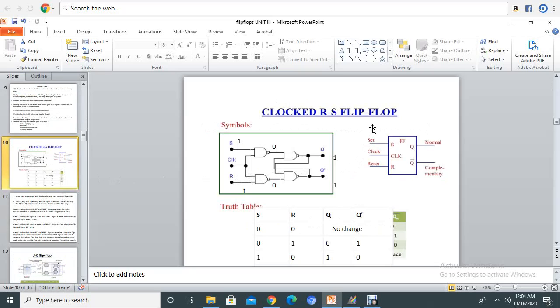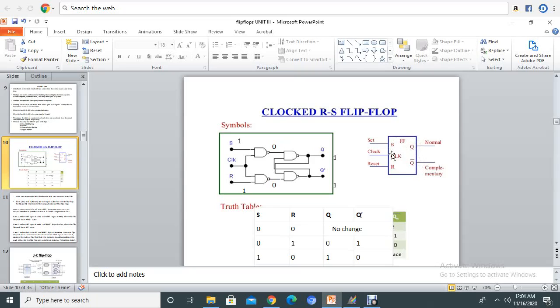Flip-flop is a digital circuit or sequential circuit used to store a single bit. It can be either 0 or 1. Flip-flop can be constructed by using NAND gates or NOR gates. Flip-flop can be activated by the clock pulse. Flip-flop has two output states, Q and Q bar.